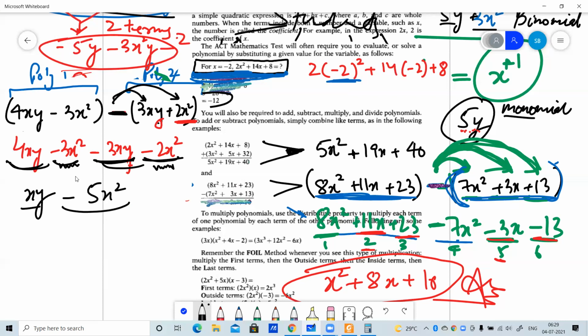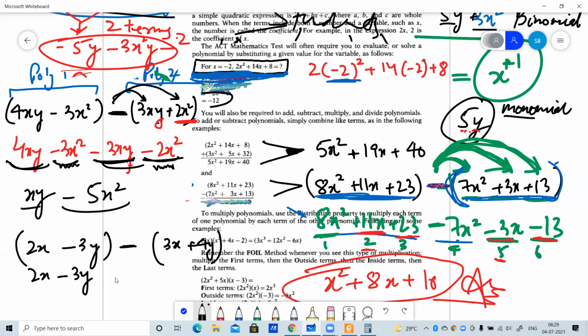I see. Right? For example, you're having 2x plus 3y, and you're subtracting from it 3x plus 4y. So what you will do is you will write 2x minus 3y, and this negative sign will be distributed here. It'll become negative 3x, negative 4y. And now you can combine the terms. 2x minus 3x will be negative x, minus 3y and minus 4y will be minus 7y.